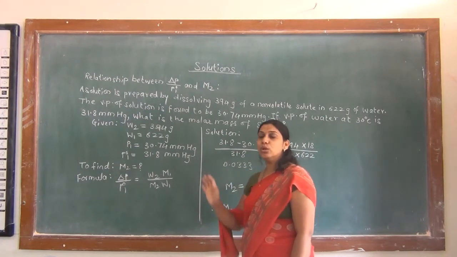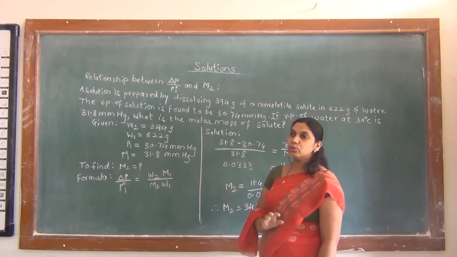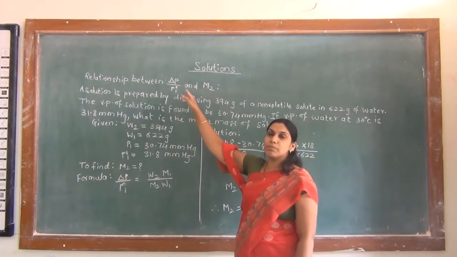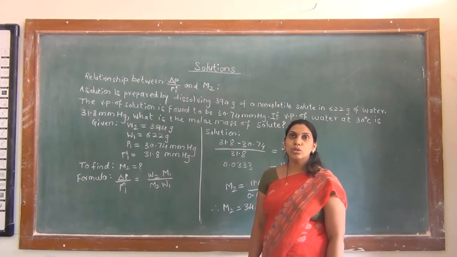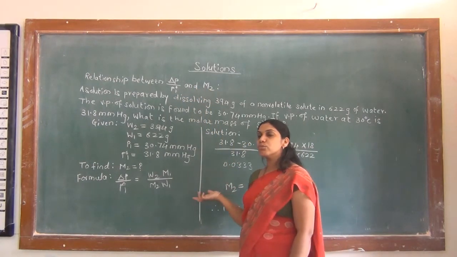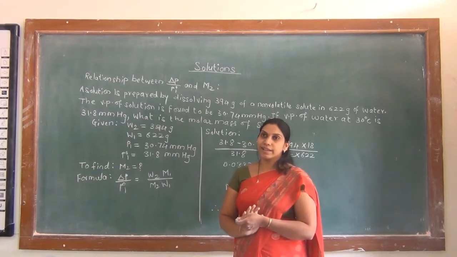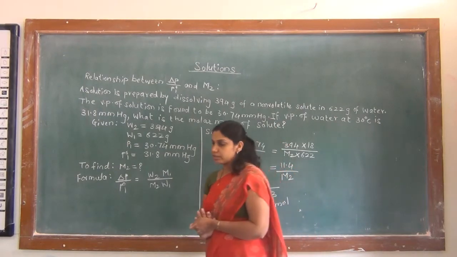And this is how you have to solve the numericals based on relationship between delta P upon P01 and M2. Okay? Try solving such more examples given in the exercise for your practice.